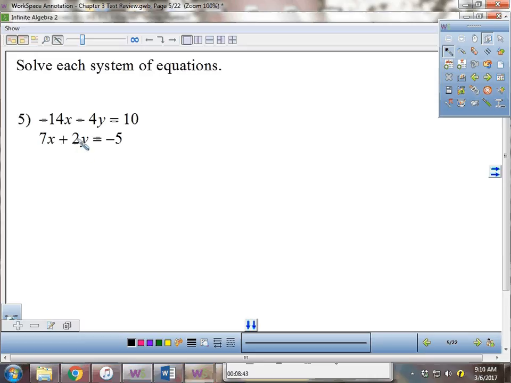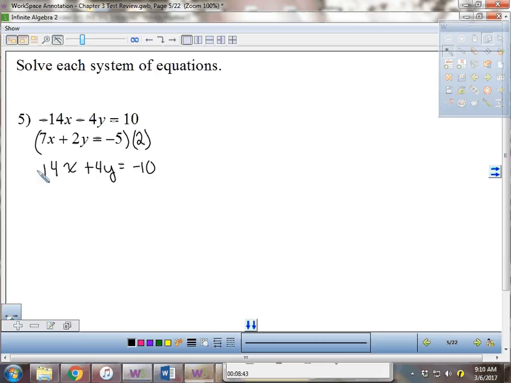Alright. I want this to be a 4. I don't want to multiply by 4, so I need to multiply by 2. Y'all were thinking that the whole time, weren't you? I need to multiply by that. So this would give me positive 14, and that would give me positive 4 and negative 10.